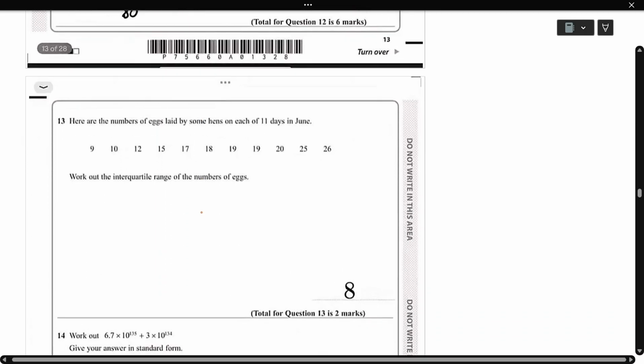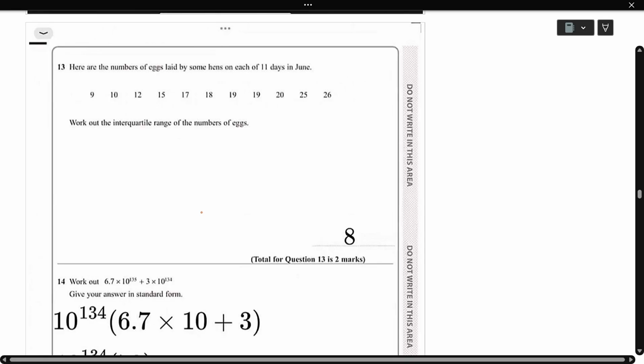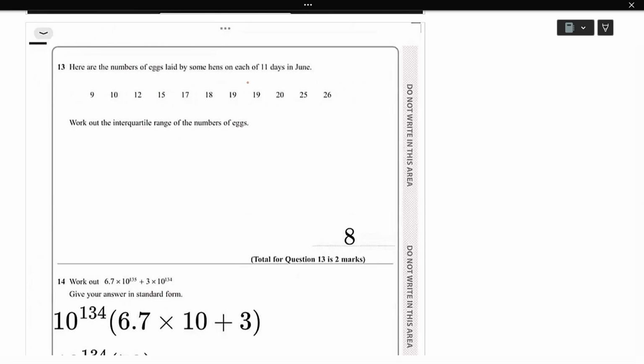Okay, the next one, question 13. Here are the numbers of eggs laid by some hens on each of 11 days in June. Work out the interquartile range. The interquartile range equals the upper quartile, quartile 3, minus quartile 1. First we'll find the median. There are 11 data values, so the middle one is going to be the 6th: 1, 2, 3, 4, 5, 6. This is our middle one.